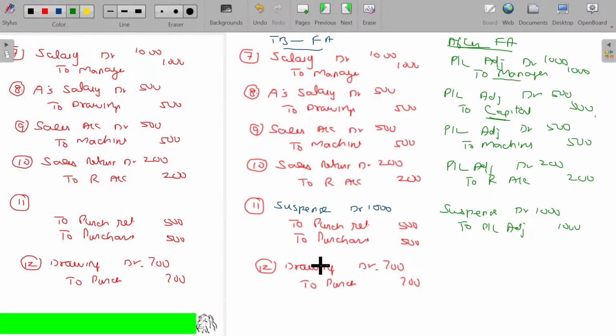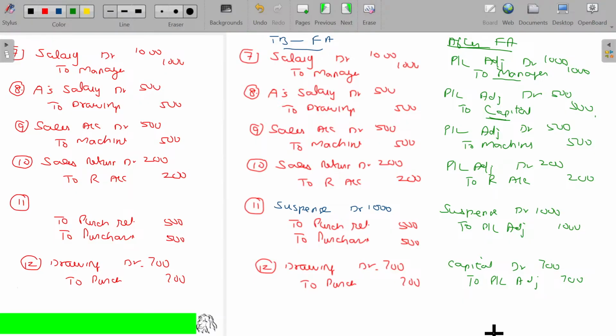Drawings account debit to purchase. Drawings is nothing but capital account. Purchases, P&L adjustment account. Capital and the P&L account finally are going to be adjusted only in the capital account, so it becomes 0. No entry. Or if you want to show profit separately and capital separately, then you can use the capital to P&L adjustment account. No problem here.